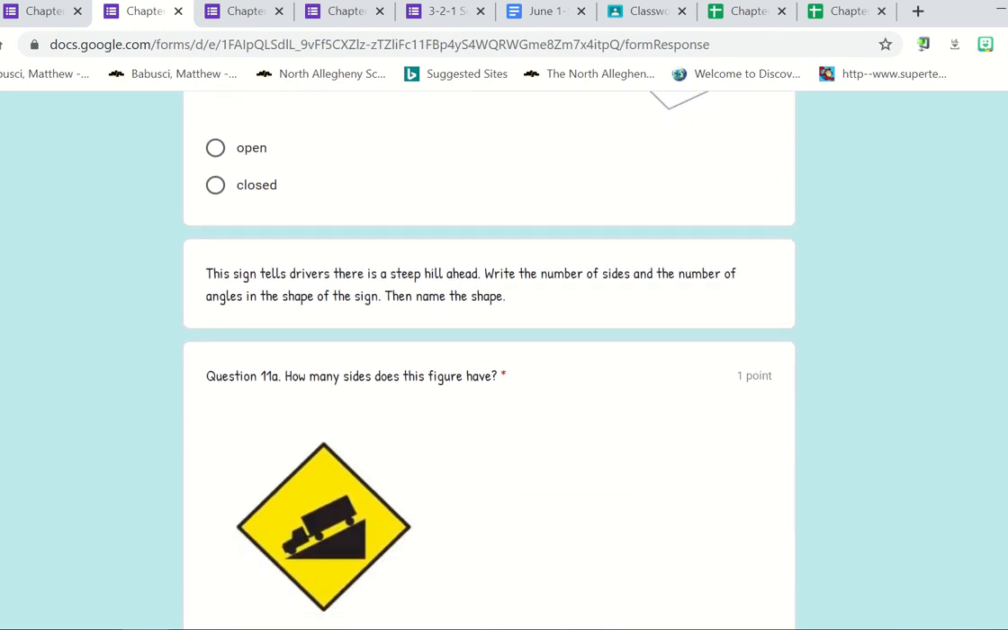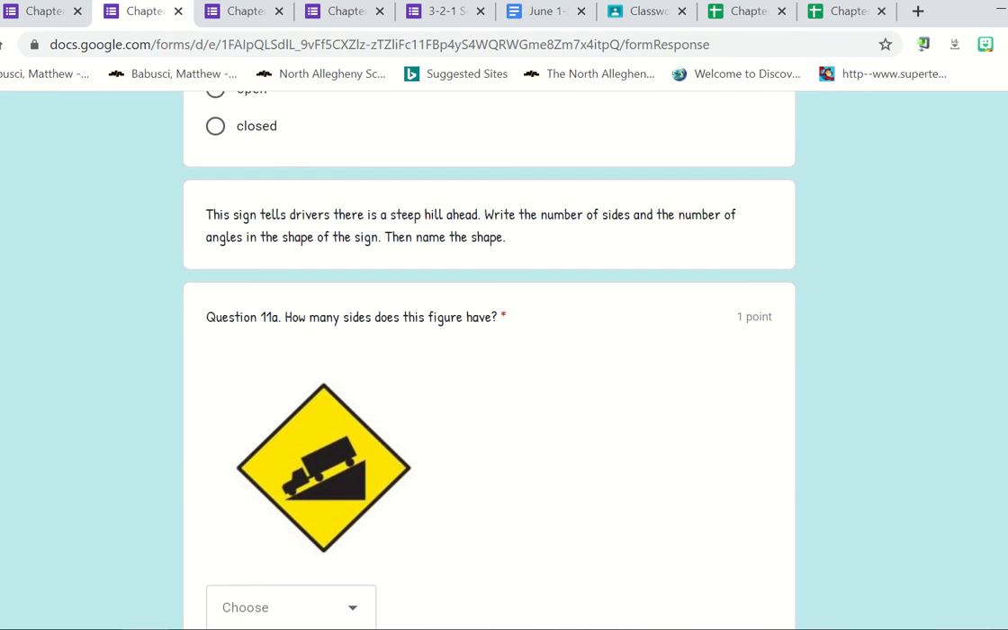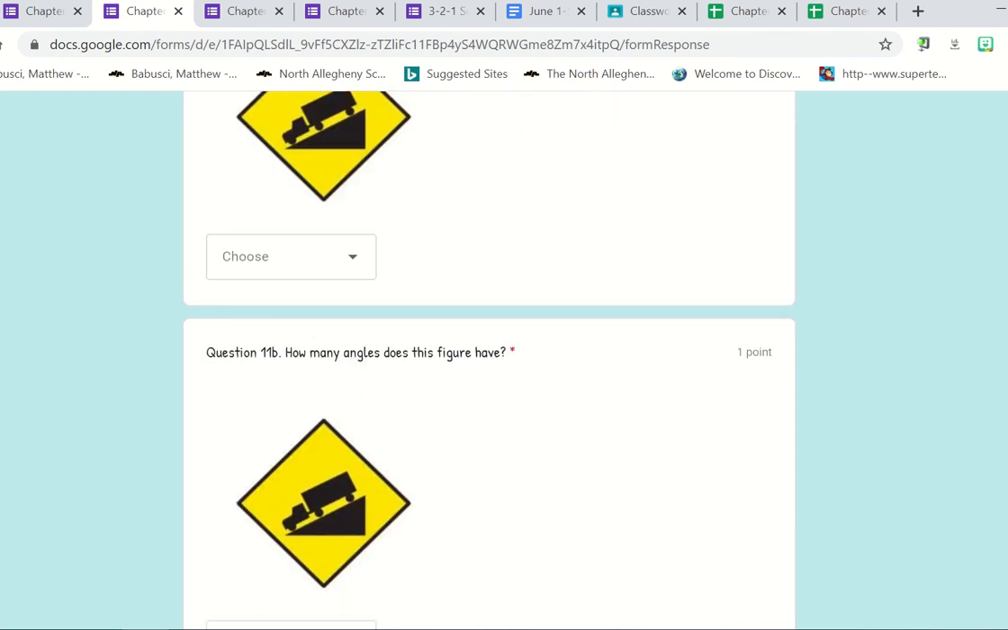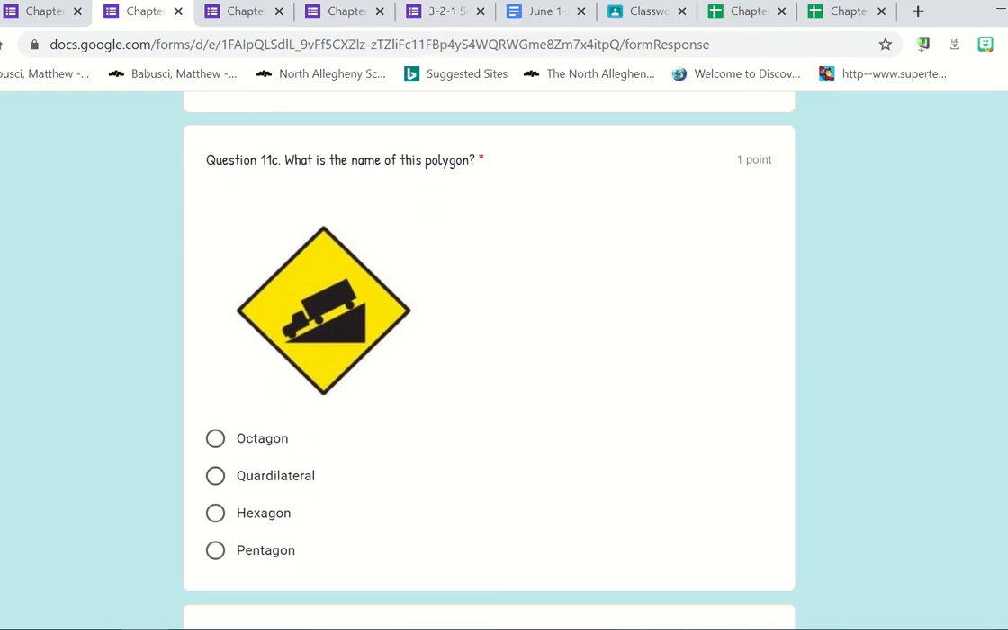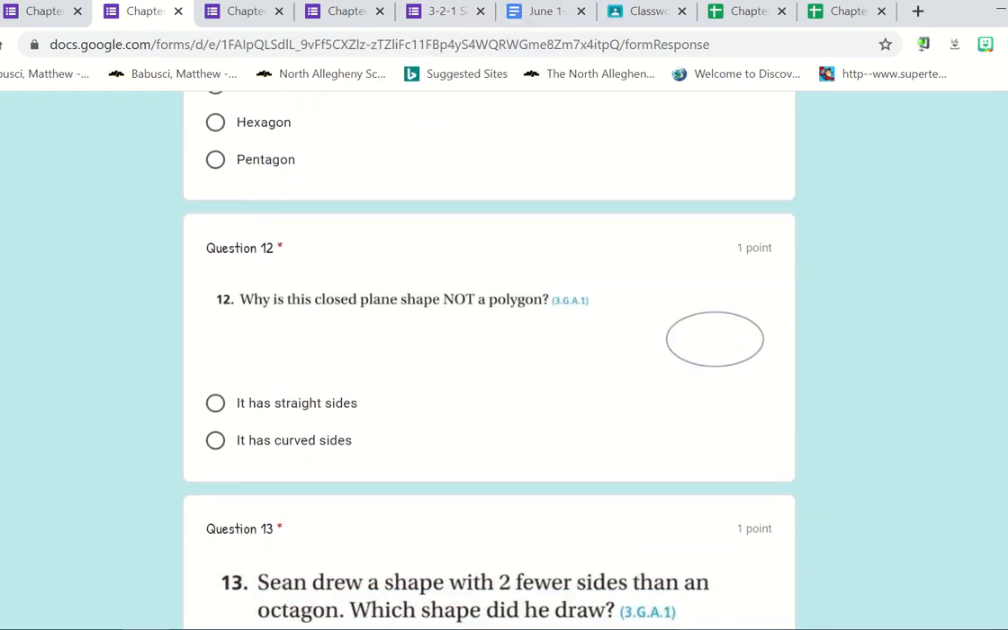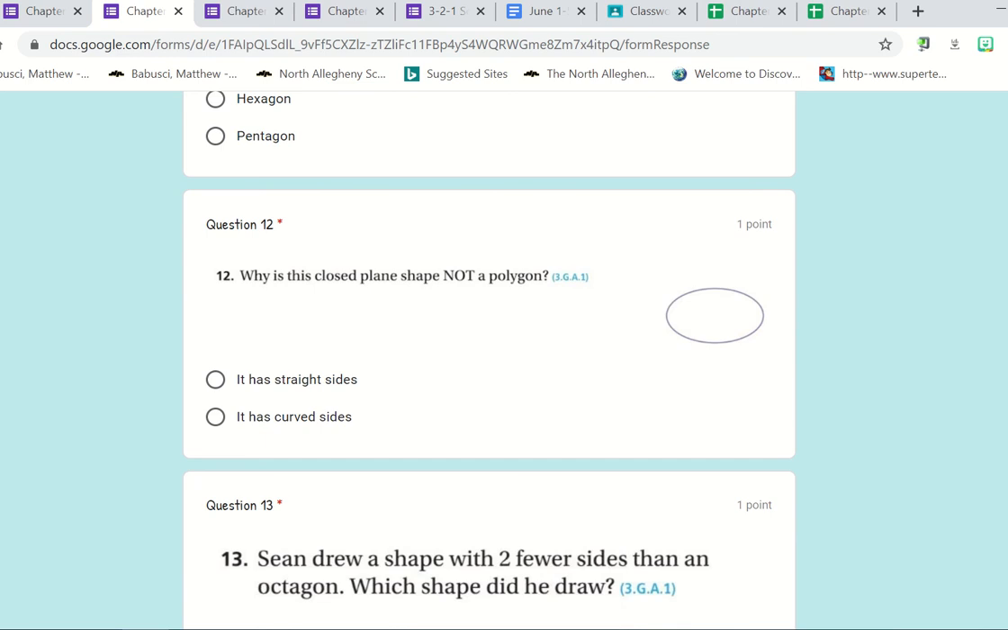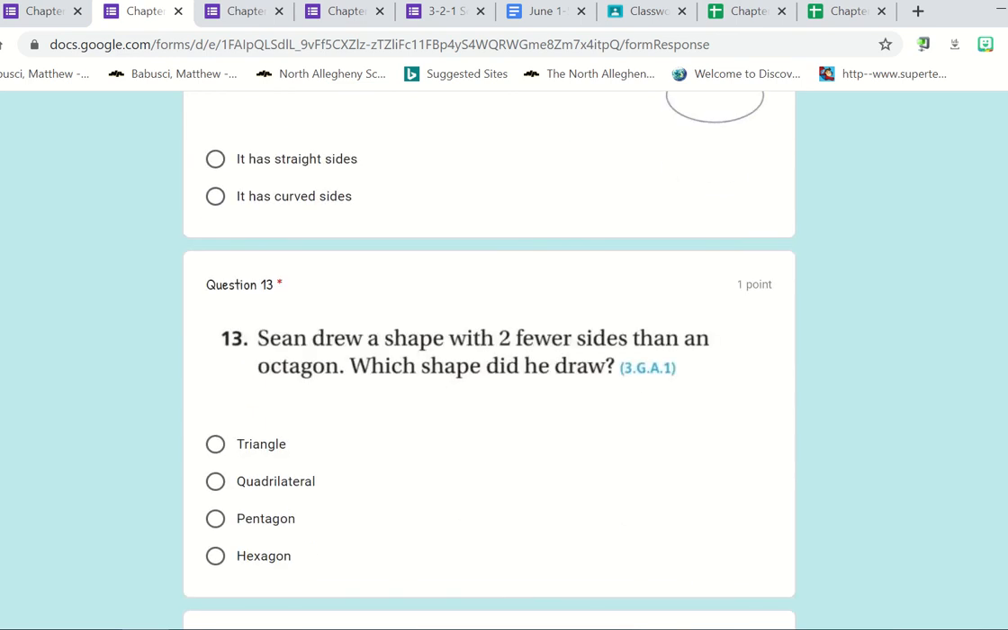Question 11 has a couple different parts, and this is the introduction here for question 11. The sign tells drivers there's a steep hill ahead. Write the number of sides and the number of angles in the shape of the sign. Then name the shape. So we're looking at the shape of the sign, not what's inside of this shape, just the sign itself. So that has 3 parts, very similar to 7, 8, and 9. Question 12, give the reason why this closed shape is not a polygon.